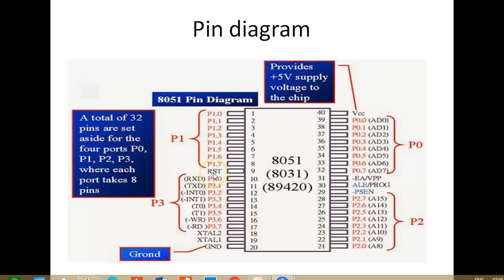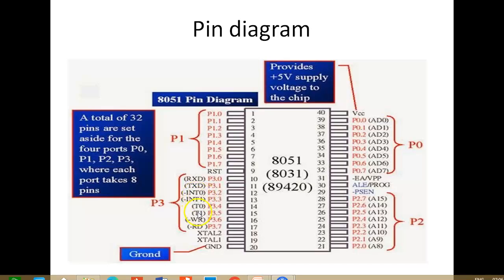Next, RST means reset. Next, pin number 10 is RXD, the serial receiver pin. P3.0 is used for dual purpose, as a port as well as RXD, which receives the serial data. TXD means transmit the serial data, and then interrupts.